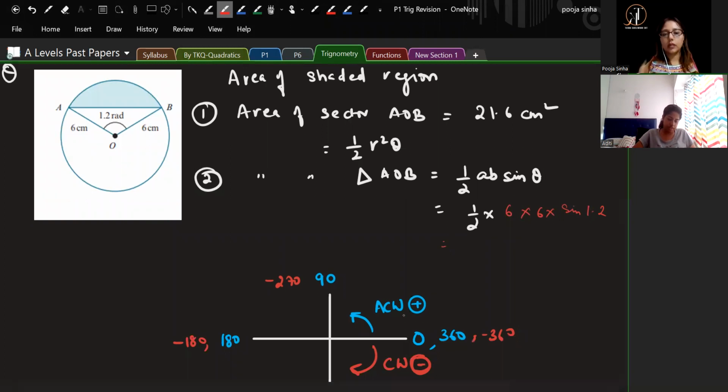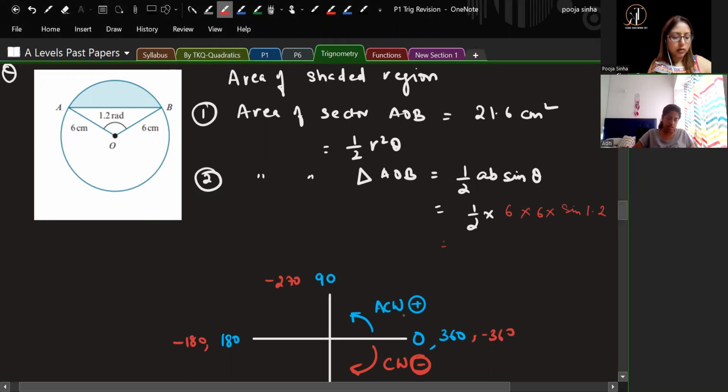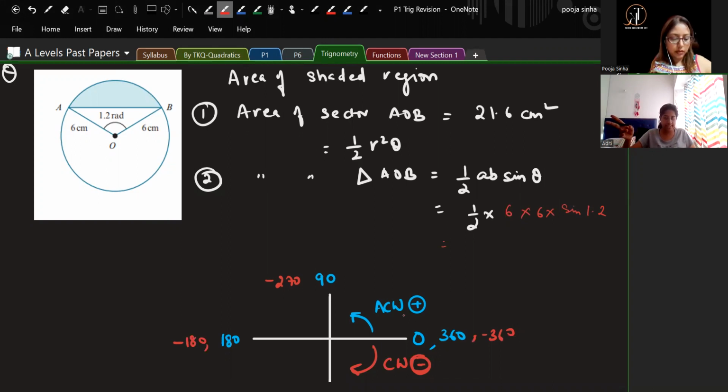0.377. No, such a small answer cannot come. Ideally, the answer is 0.3769. Okay, do you know what mistake you made? This theta that is given to you is in radians. You have not converted into radians and you've done the calculation.